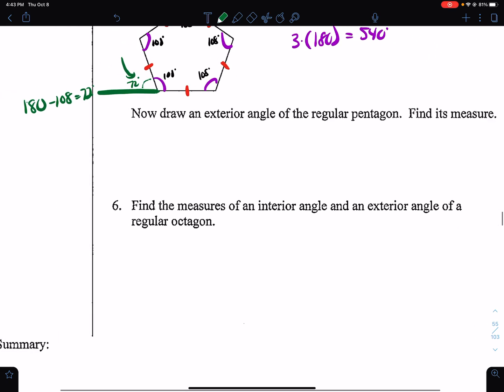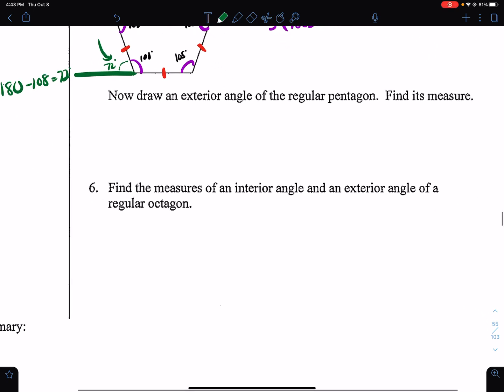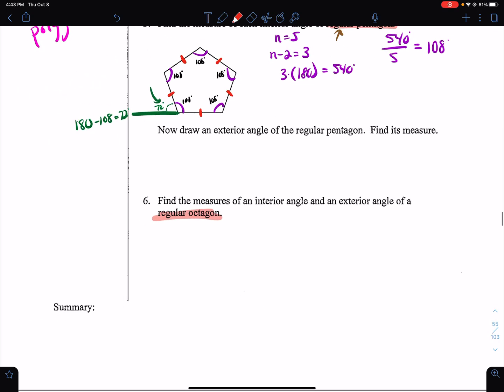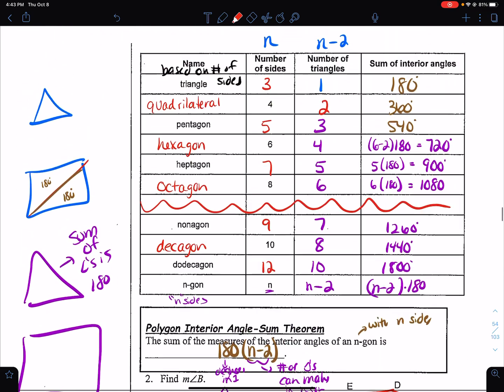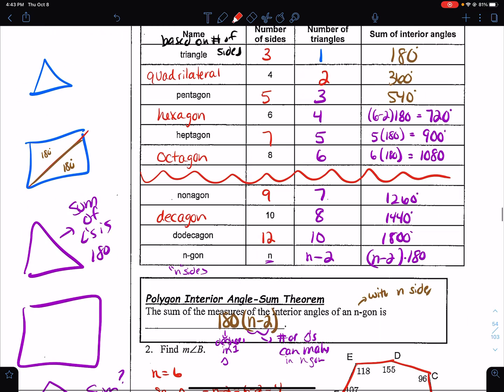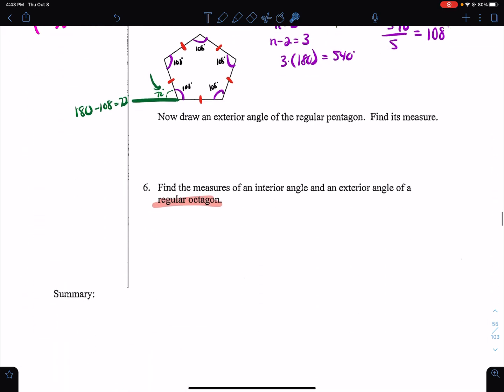So our last example for today, we want to find the measures of an interior angle and one exterior angle of a regular octagon. So we see that word octagon. We can go reference and say octagon has 8 sides. We can see that in our table there. So if I draw an 8-sided figure, and do your best at drawing these, it's okay if they're not perfect.